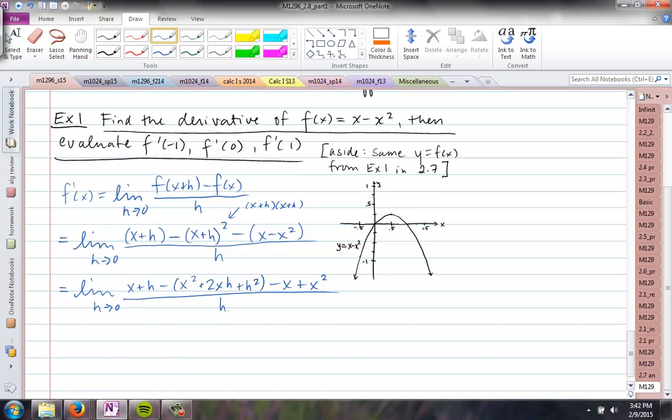That's all over h. Do some more simplifying. Limit as h goes to 0. Got to distribute this negative here. Notice the x's from that right here will sum to 0. So I have h minus x squared minus 2xh minus h squared plus x squared all over h. Simplify on top, negative x squared plus x squared is 0, and that's it.